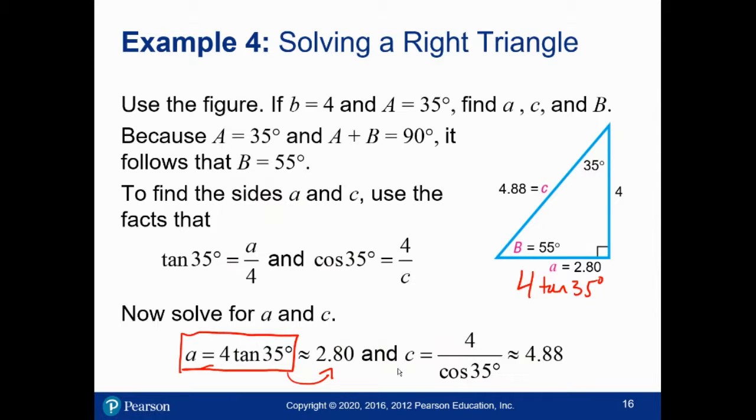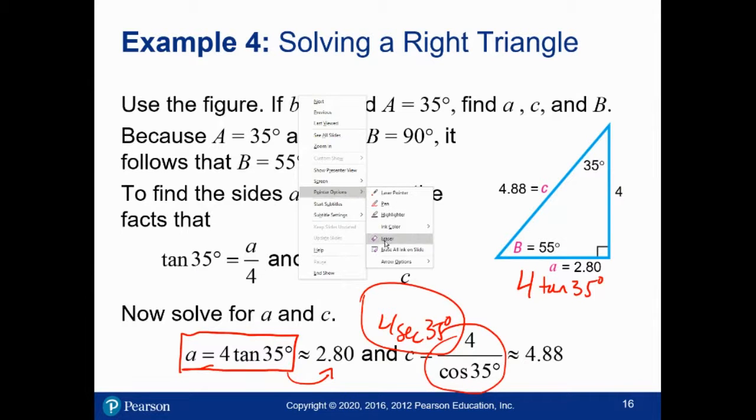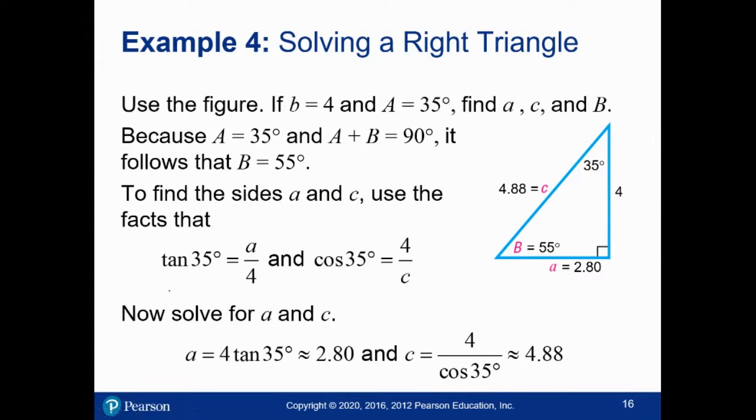Similarly, c is 4 over the cosine of 35 degrees, which you could also write, of course, as 4 times the secant of 35 degrees. Either one of these would be complete credit. 4.88, sure, if you want a decimal approximation, you can do that. But notice we've now solved for the right triangle. Okay. It's not the only way we could have done it. Let's suppose we've solved for a. A is 4 times the tangent of 35 degrees, but we still don't know what c is.